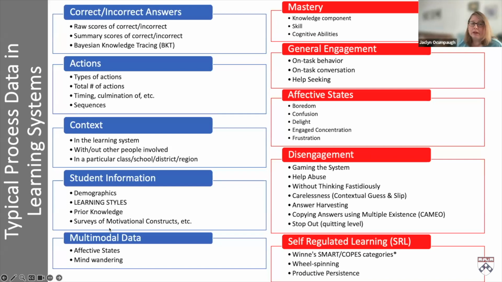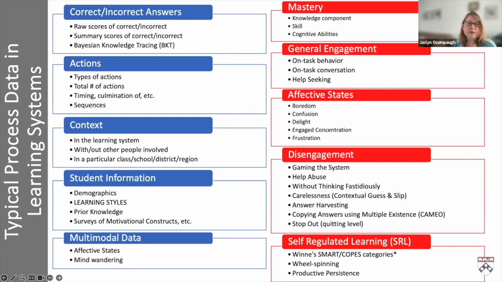We don't typically build a lot of surveys of motivational constructs into online learning systems, for example. And so we need to be thinking about these kinds of information, as it is really well known in other educational communities that it's important, but we often don't have it ourselves.